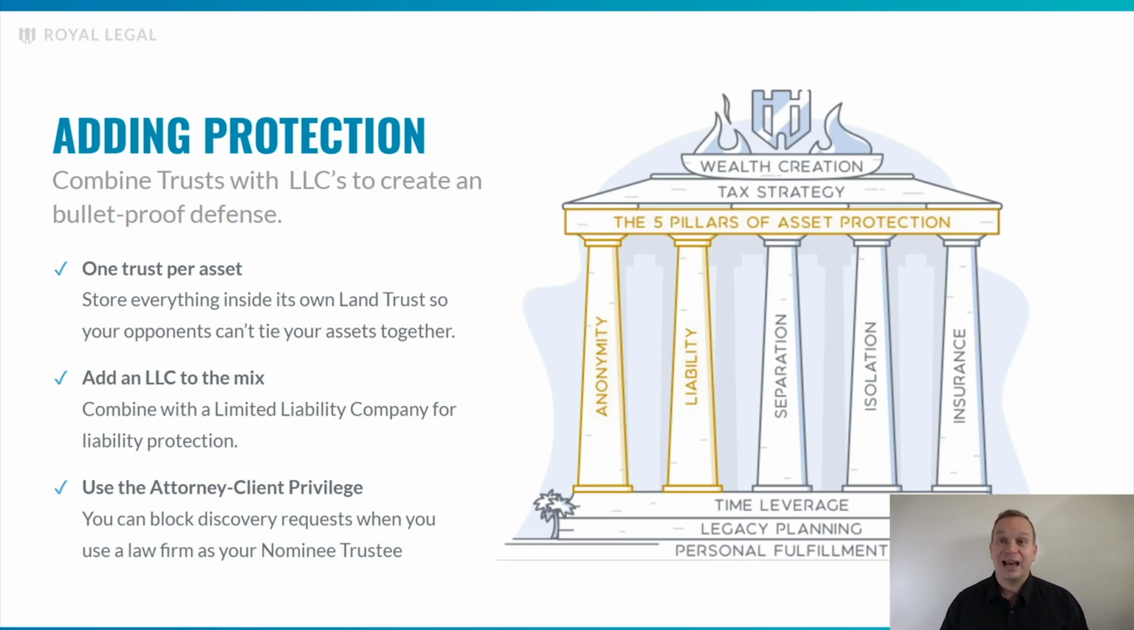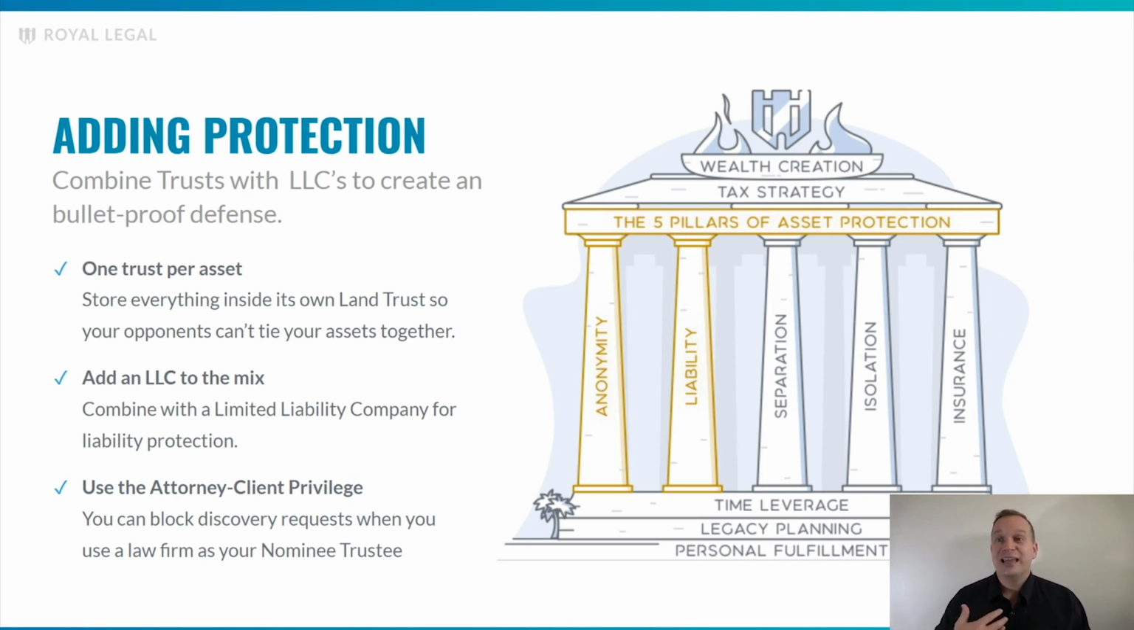So if you're owning a single asset inside of a land trust, you can own that asset anonymously inside of the trust, with the trustee being a nominee trustee, which is an attorney. That trust is in turn owned by an LLC, and that LLC then provides the liability protection. So if anybody looks into who owns this asset, they're going to see that it's owned by the name of a trust, and that's attached to an attorney.